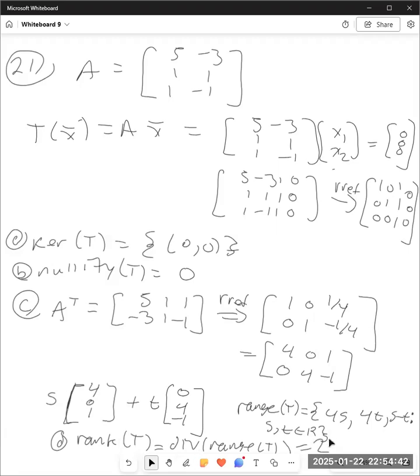And the rank plus the nullity should be the number of columns in matrix A. So we have an m by n matrix A, and nullity plus rank needs to be equal to n. So we had 0 plus 2 is equal to, this is a 3 by 2, so that's 2. So 2 is equal to 2. That makes sense.